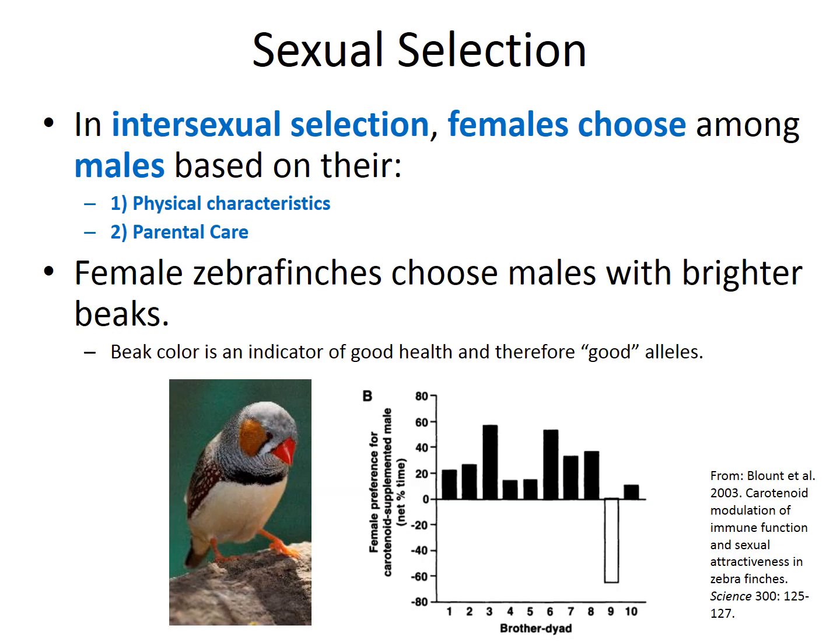Like I said, in intersexual selection, females are choosing from males based on usually physical characteristics or whether or not they think they're going to be good parental caretakers. For example, if we look here, this is a zebra finch. You can see here they're brightly colored. Female zebra finches preferentially mate with males with brighter beak colors, and the reason for this is that the brighter beak color is an indicator of good health.